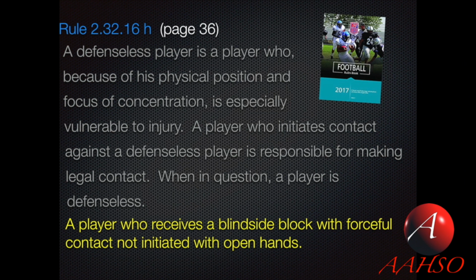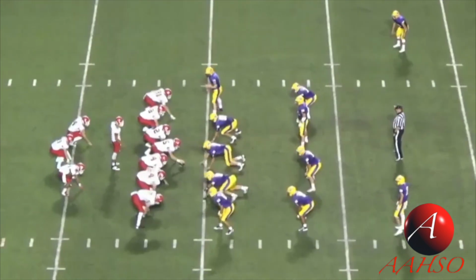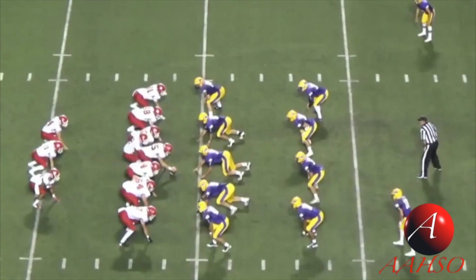One other definition that I want to look at is 2.32.16H, which defines specific examples of a defenseless player as being a player who receives a blindside block with forcible contact not initiated with open hands. So let's take a look at this play now, and we're going to talk about specific positioning as this ball just ends up on the outside, running down the sideline.